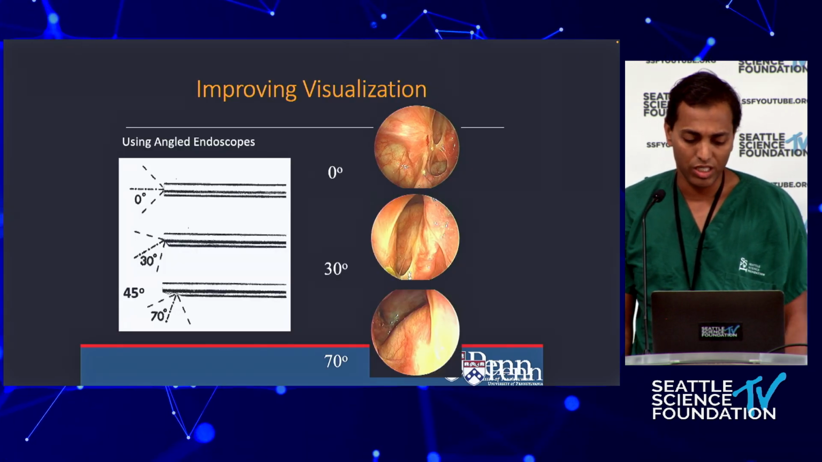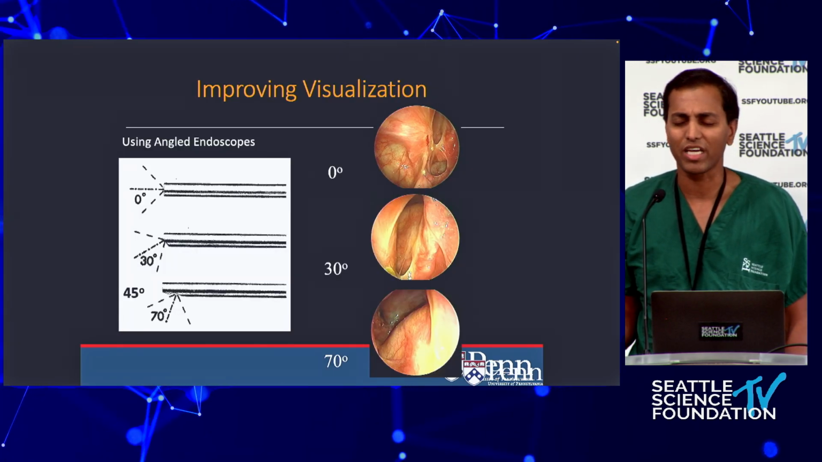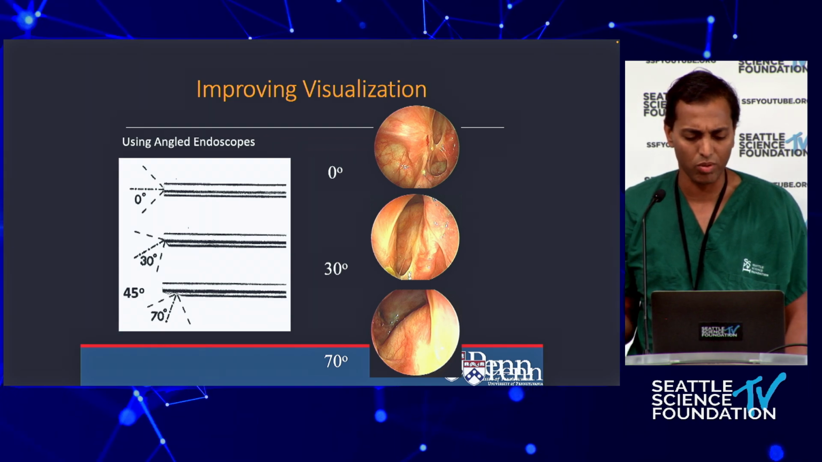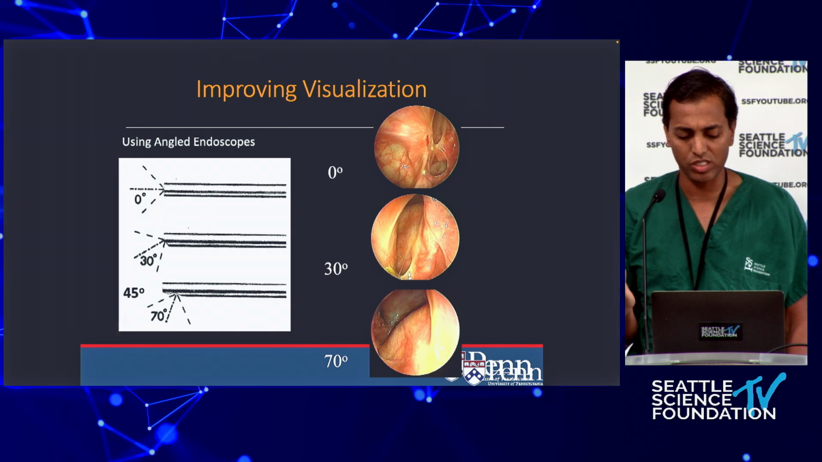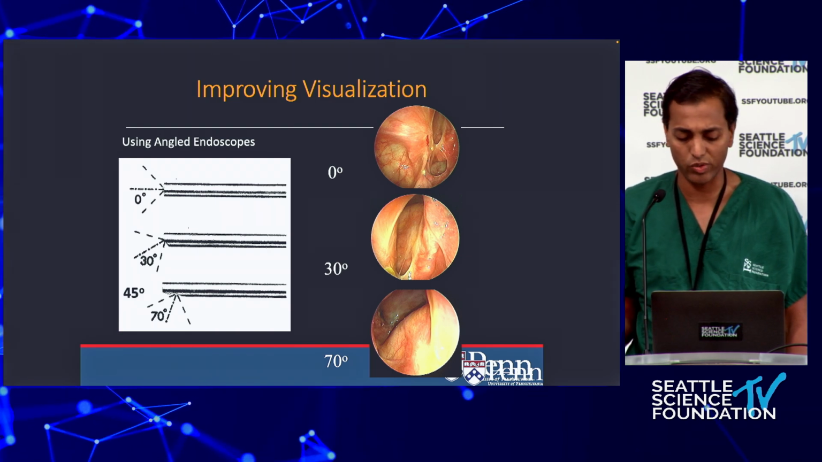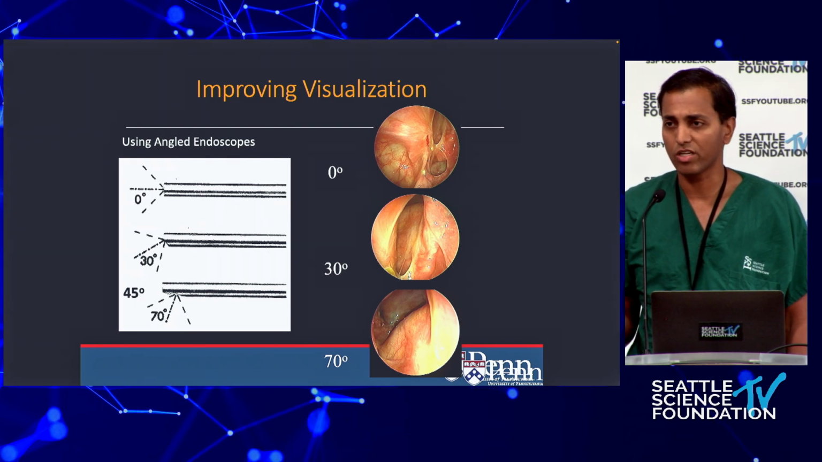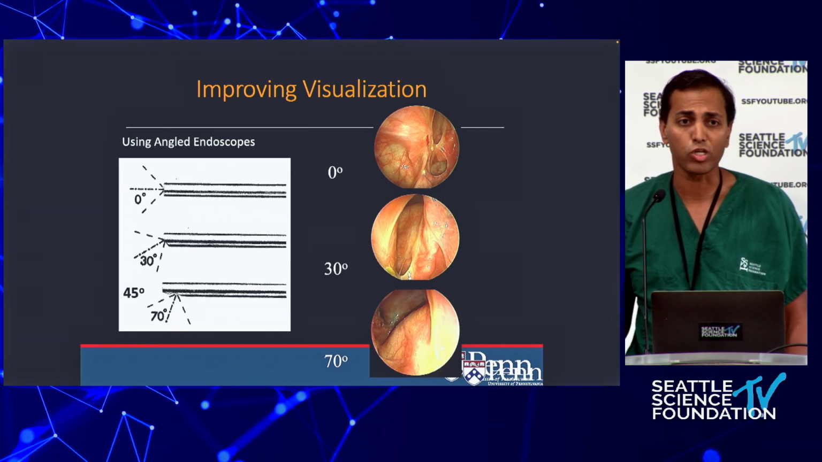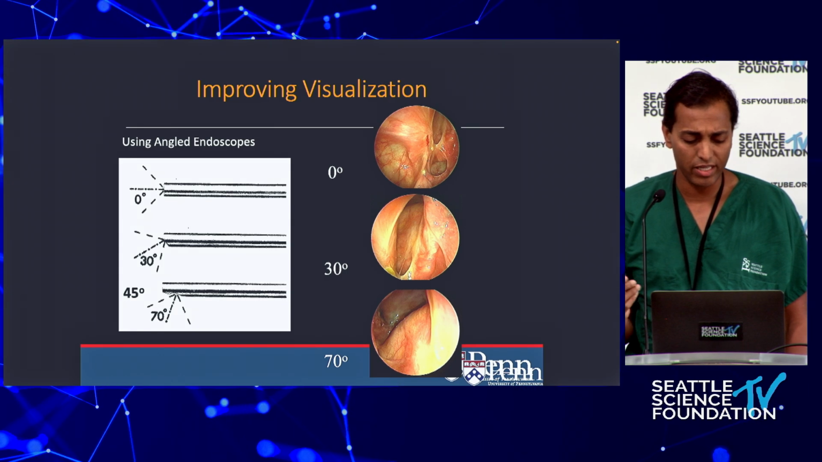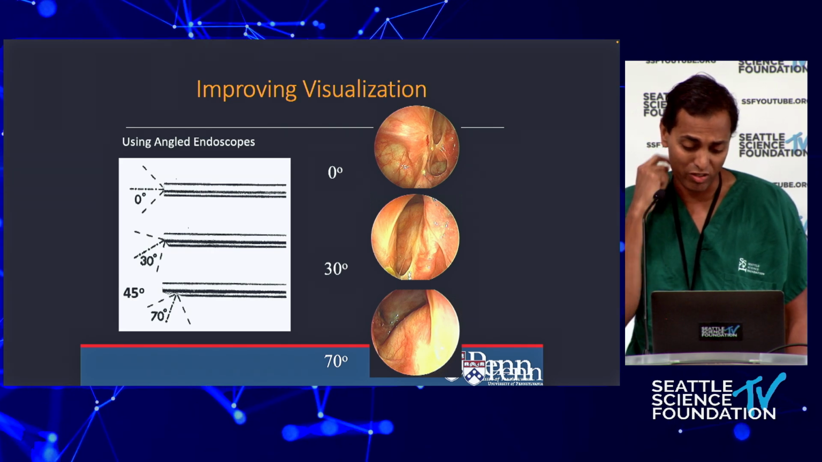Angled scopes are the key. There were some examples, I can't recall who did it, but it was a beautiful example looking at the differences in visualization with the 0 to 30 and the 70-degree scope. I'm a big 70-degree scope user for the frontal sinuses. I think a lot of people also use the 30s and the 45s. Nothing wrong with any of these, but you really do need that angled scope to get good visualization.